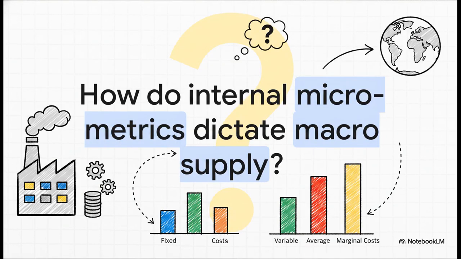By understanding these internal metrics, your fixed, variable, average, and marginal costs, we really pull back the curtain on the true engine of market supply. It's not just some abstract lines on a graph. It's literal math happening on the factory floor every single second. Which leaves us with a pretty fascinating thought to end on. How do your own daily purchasing decisions unknowingly trigger these precise marginal cost calculations across the globe?